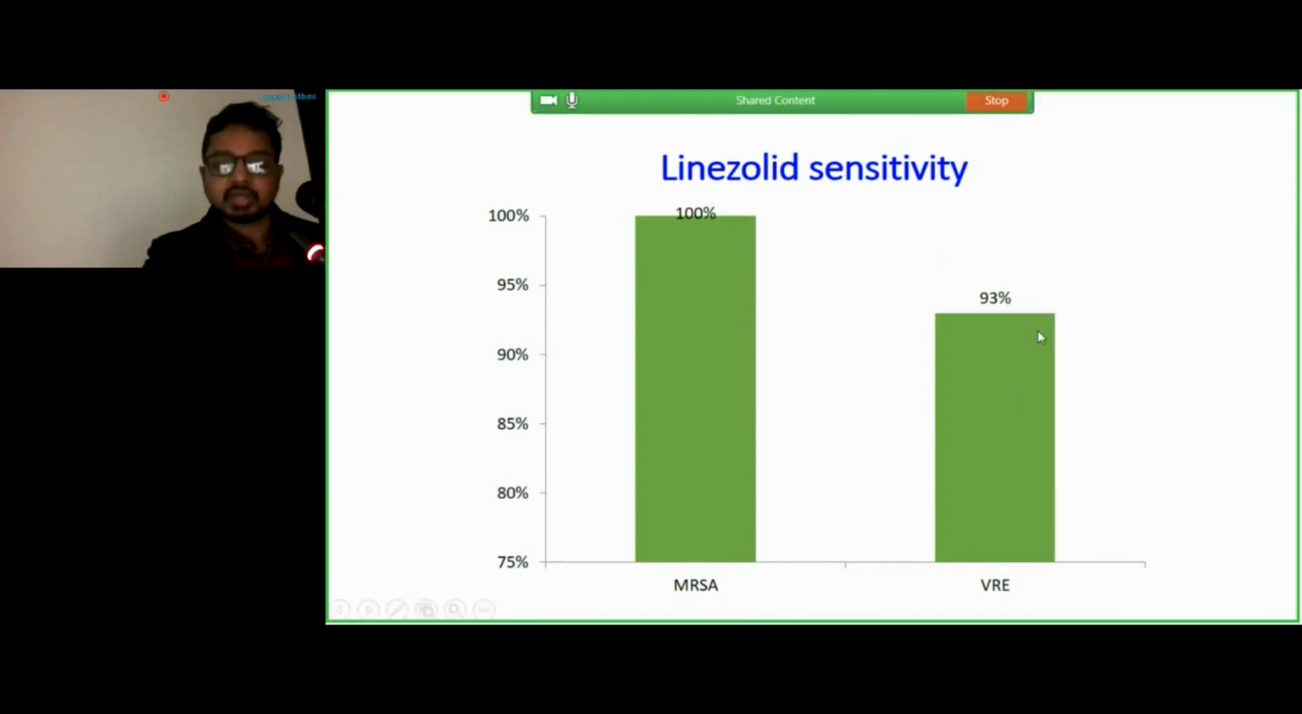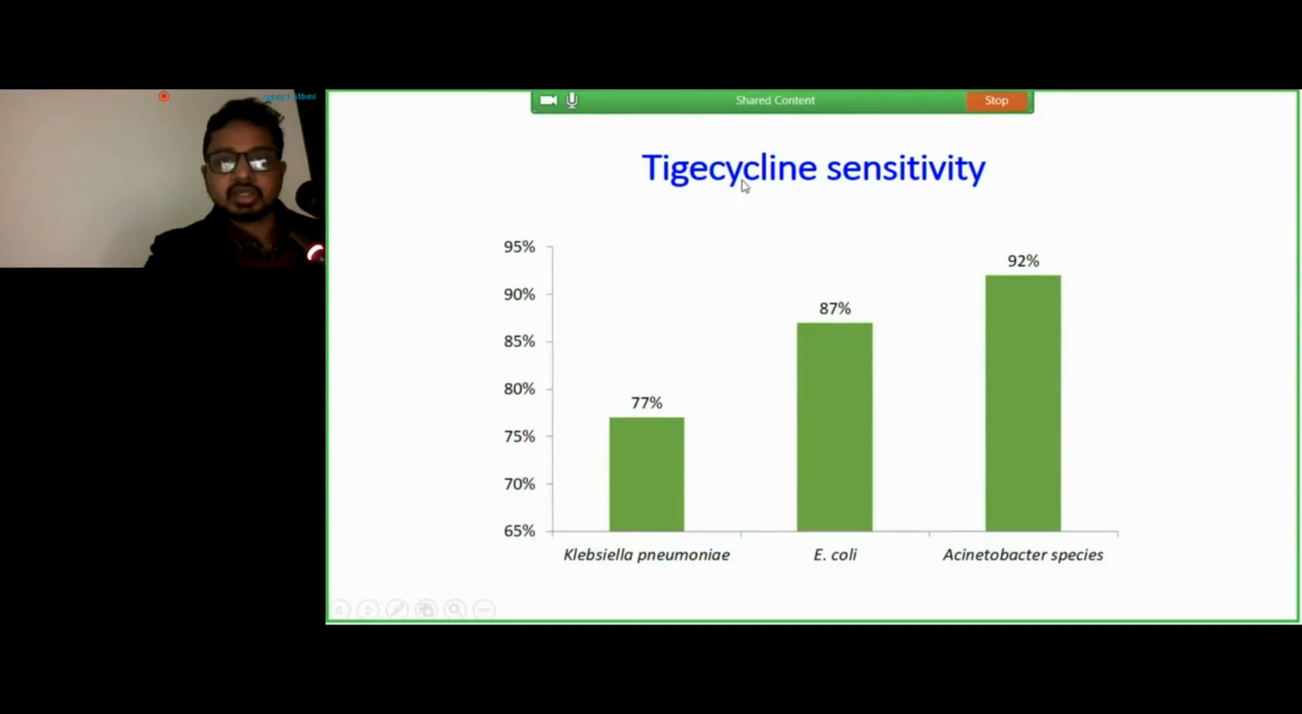Also in VRE cases, the vancomycin resistant Enterococcus isolates were resistant to tigecycline. Tigecycline is indicated only for skin and soft tissue infections and intra-abdominal infections, and it should not be given in bacteremia cases or in meningitis cases. It is only indicated for intra-abdominal infection and skin and soft tissue infection. Acinetobacter species.